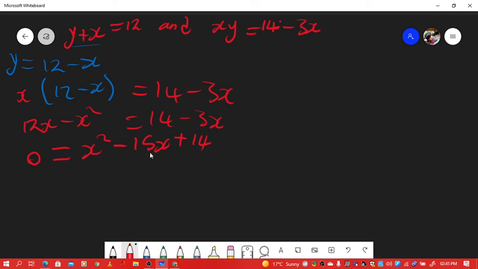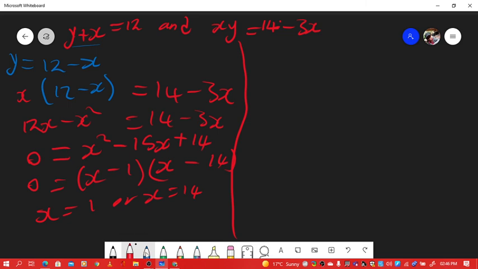Now, what are the factors of 14 that, if you add them, they give you 15? So we have x like this, we also have x. From here, 14 and 1, if you add them together, they can give you 15. But since it's negative 15, you take minus 1 and minus 14. So x is equal to positive 1, or x is equal to positive 14.